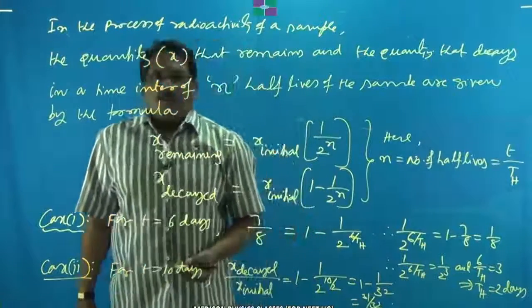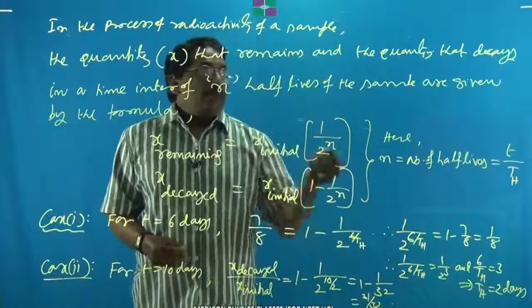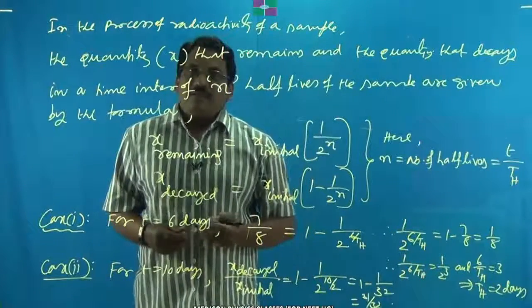So the fraction that it decayed in 10 days is 31 by 32, and hence option 3 is our correct answer.